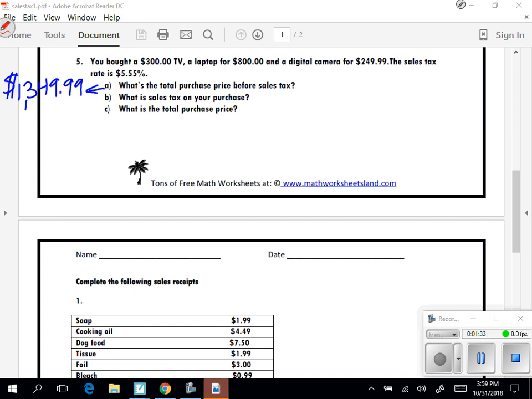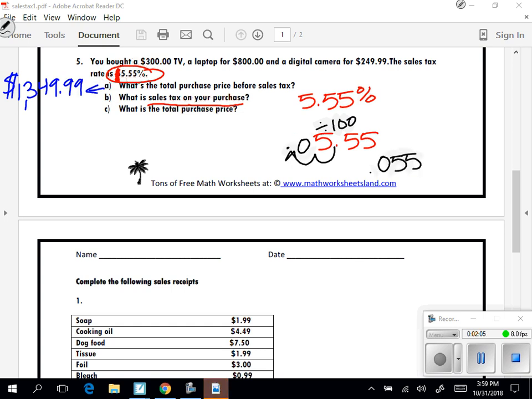Now we're supposed to find the sales tax on our purchase. So we're going to take our percentage, 5.55%. And I don't know why it has a dollar sign. It really shouldn't have a dollar sign there. So 5.55%. We're going to take off the percent symbol. And then we're going to divide by 100 to change it to a decimal.